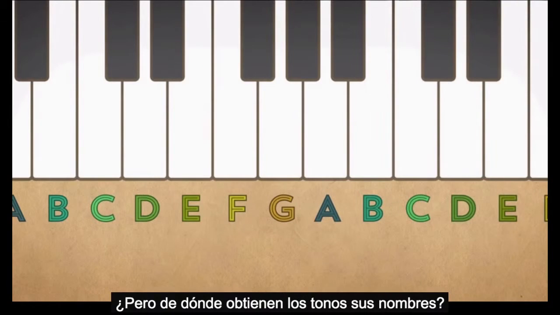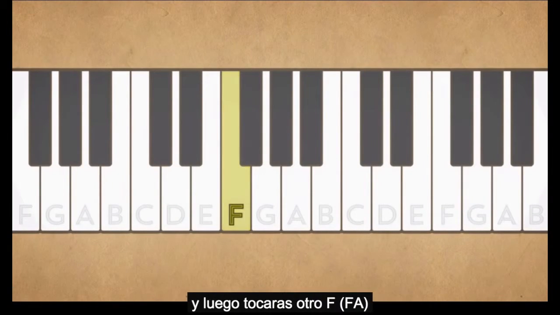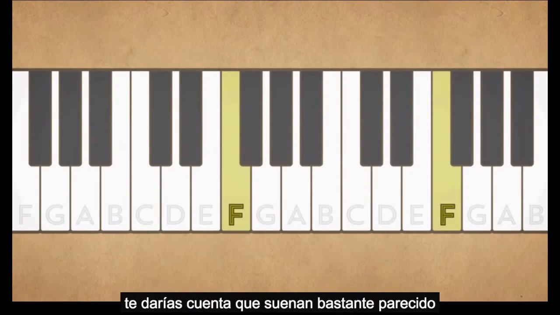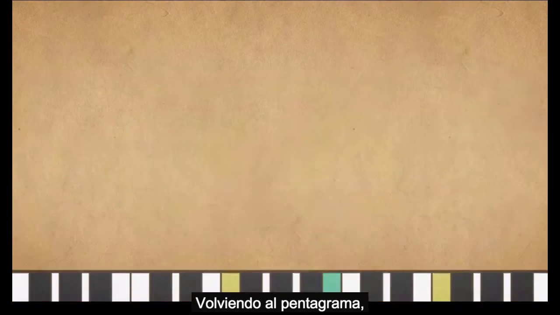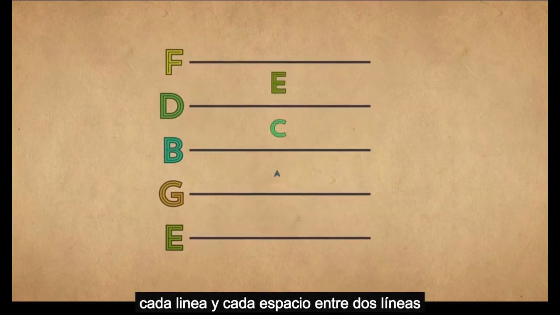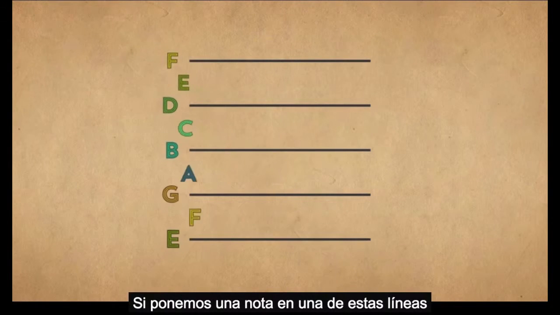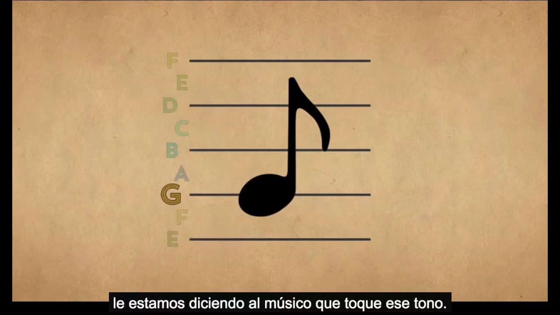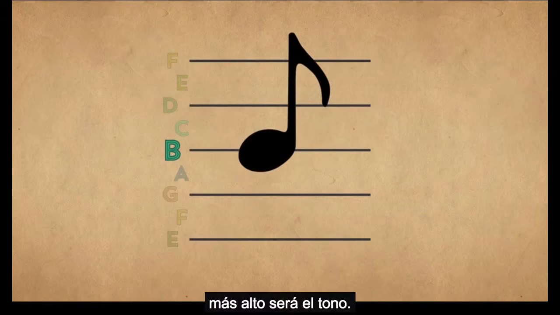But how do these pitches get their names? Well, for example, if you played an F and then played another F higher or lower on the piano, you'd notice that they sound pretty similar compared to, say, a B. Going back to the staff, every line and every space between 2 lines represents a separate pitch. If we put a note on one of these lines or in one of these spaces, we're telling a performer to play that pitch. The higher up on the staff a note is placed, the higher the pitch.